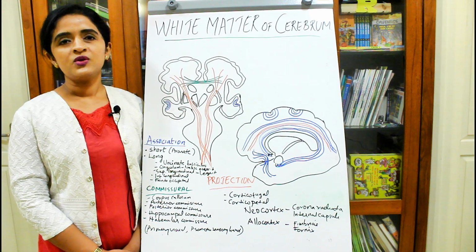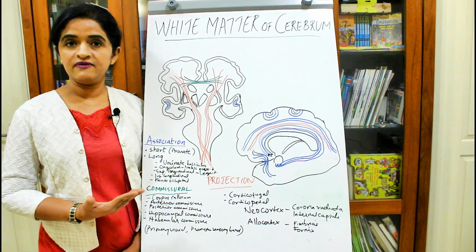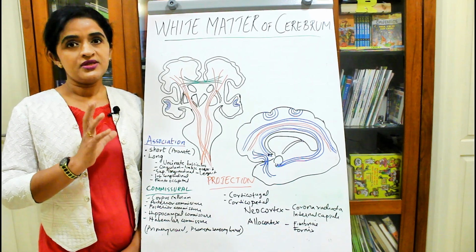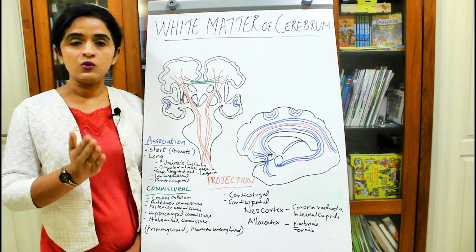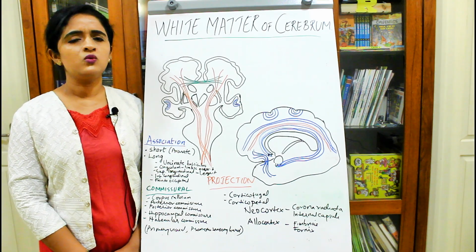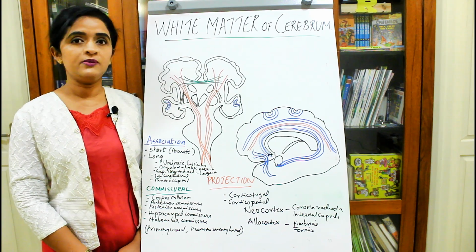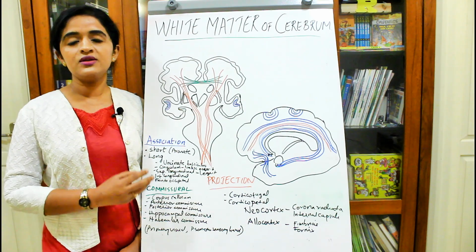So before moving on to the white matter of cerebrum, you know that the cerebrum, there are two cerebral hemispheres, and each cerebral hemisphere has got an outer cortex and an inner white matter. So what do you mean by cortex and what do you mean by white matter? You have to know what you mean by cortex and white matter before moving into the details of the white matter of cerebrum.